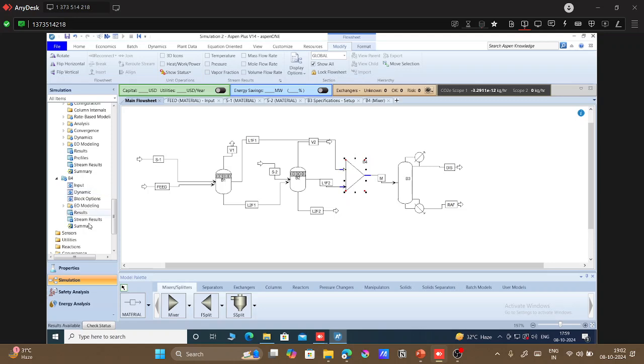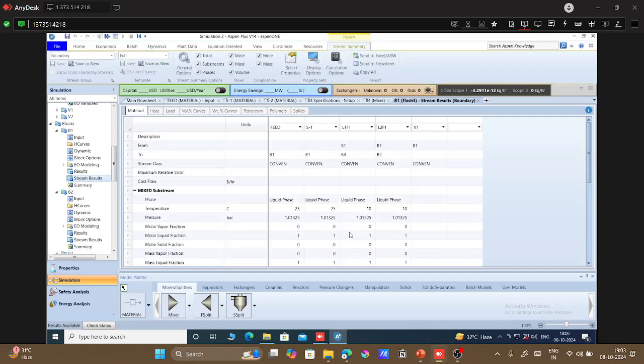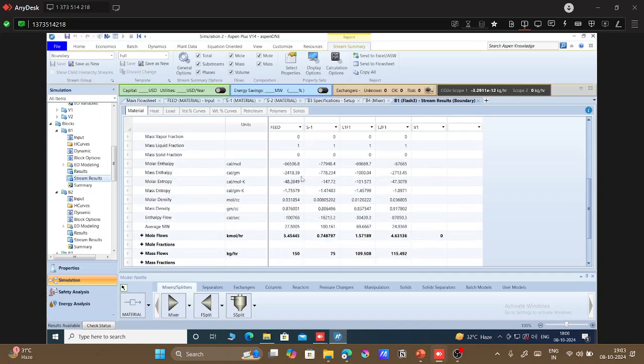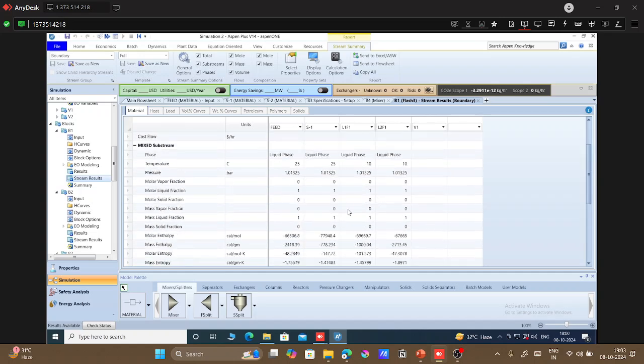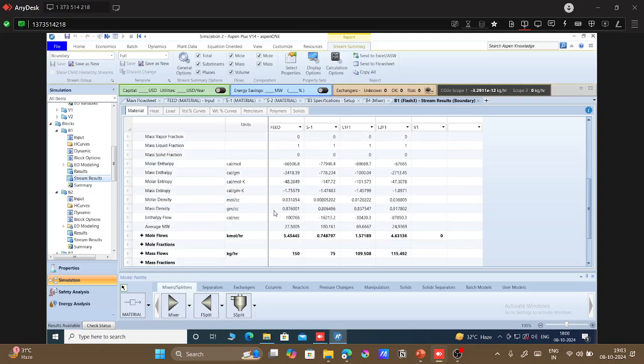So we have our results available. Let's look at the first flash drums, B1 and B2, and see what is happening there. For the first flash drum, you can see we don't have any vapor product. We have two liquid phases being separated. Since we are operating at a fairly low temperature of 25 degrees centigrade and 1 atmosphere, this was expected.